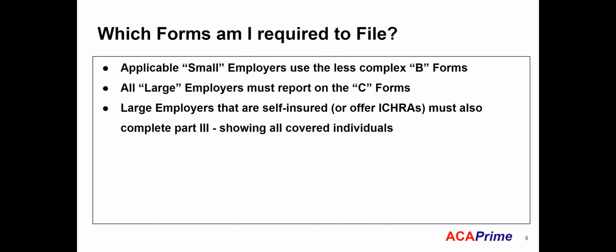Which forms am I required to file? Applicable small employers use the less complex B forms, which we'll show here in a minute. All large employers must report on the C forms. Large employers that are self-insured or offer ICHRAs must also complete Part 3 of the C forms, showing all covered individuals.